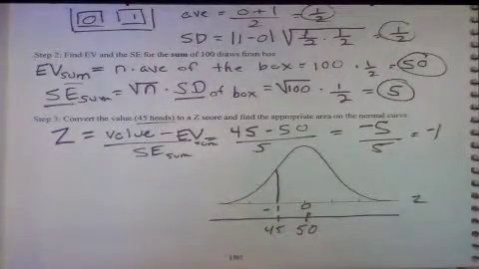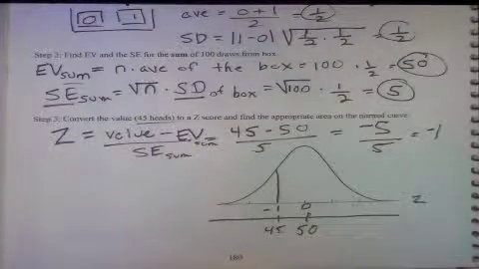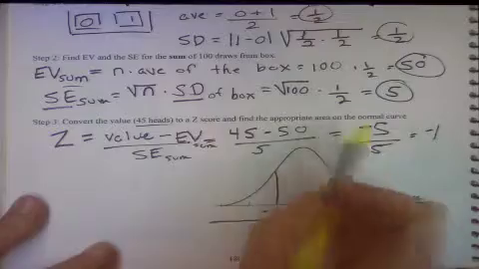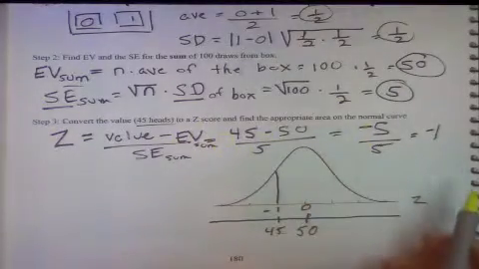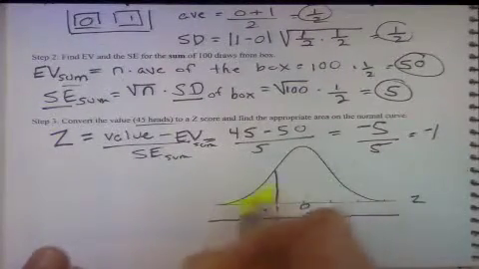Now the area that we want is where? Y'all know it's what? Below. Isn't that the question? What did the question ask? Below 45, right? Getting less than 45. Isn't that what it said? Yeah, less than 45. So we want to shade in this area, less than 45.